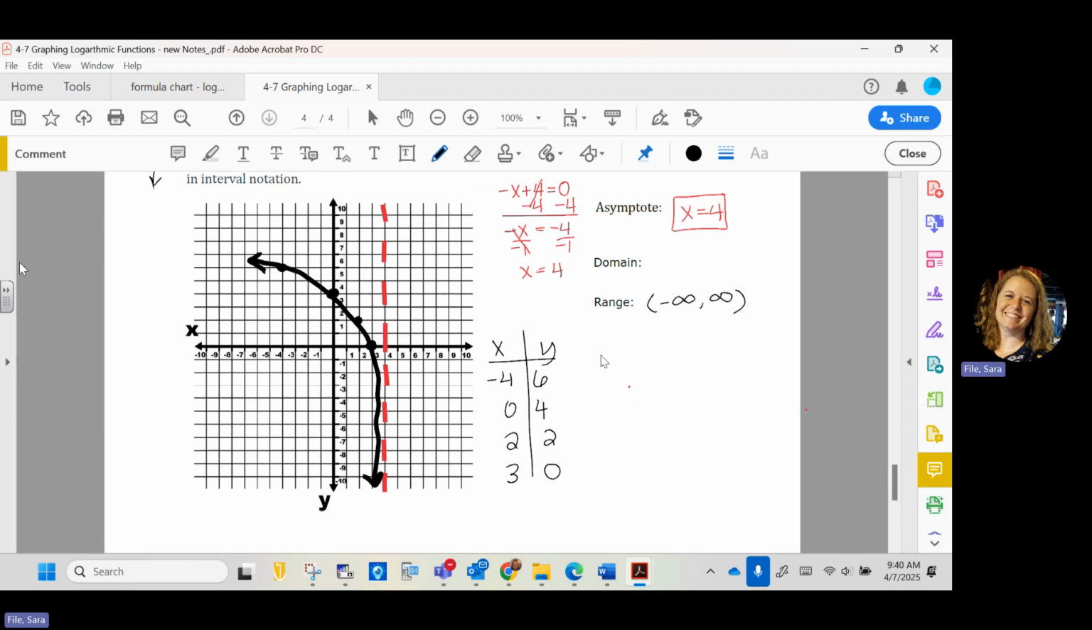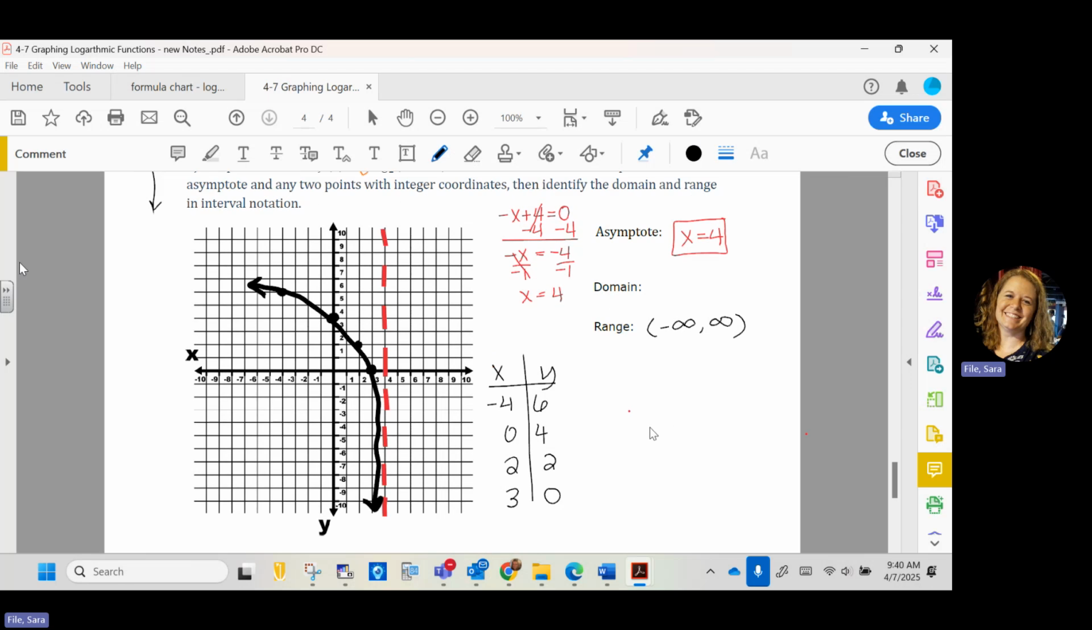We feel okay about these? Oh, last piece, domain. What's the domain for this one? This one's a little different because it's on the left side. So how are we going to write the domain? Remember, it's left to right. Good. It comes from -infinity, and the furthest right it goes is very good. So when it's flipped over to the left side of the asymptote, the domain starts with -infinity. So just be careful with those.